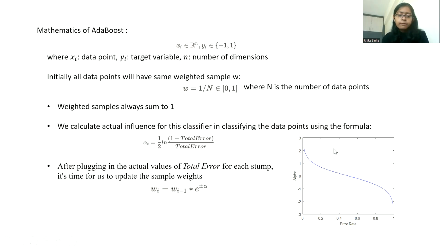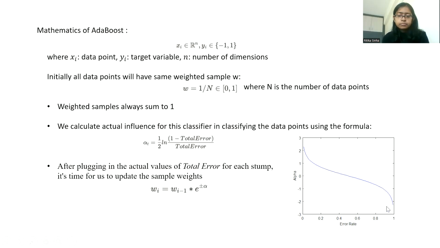We can plot a graph for alpha by plugging in various values of total error ranging from 0 to 1. Notice that when a decision stump does well or has no misclassifications, this results in an error rate of 0 and a relatively large positive alpha value. If the stump just classifies half correctly and half incorrectly, that is an error rate of 0.5, no better than random guessing, then the alpha value will be 0. Finally, when the stump consistently classifies results in the wrong way, then the value of alpha would be a large negative value.